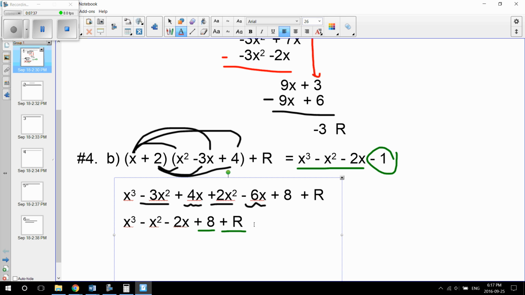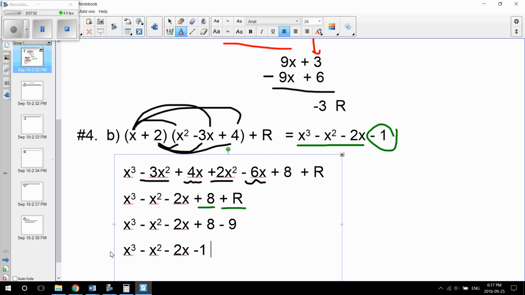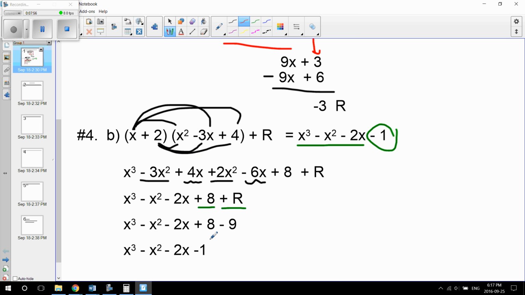And hopefully you see that a plus 8, if we do a remainder of a minus 9, then in the end, we have our minus 1, which is what we need. So our final answer here looks like the answer that it wanted us to. So that means that our remainder had to be a minus 9 for this statement to be true.